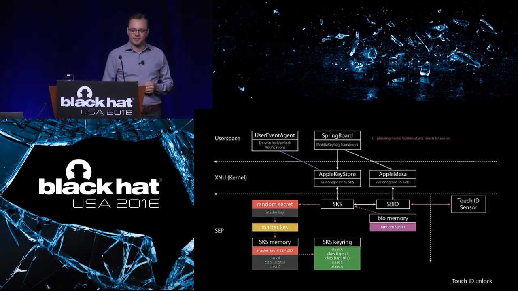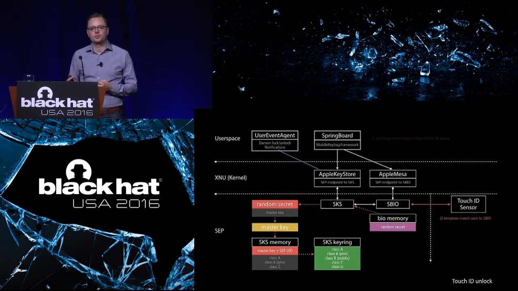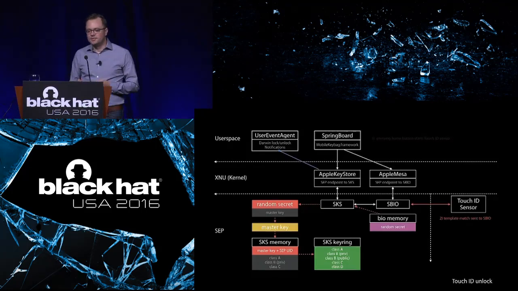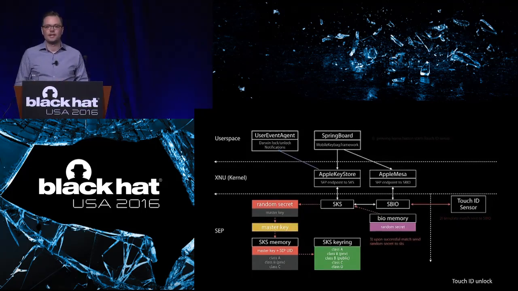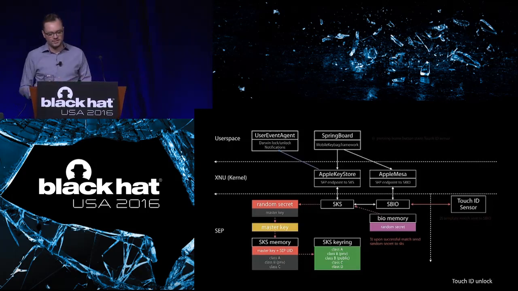Pressing the home button starts the sensor, and the sensor acquires an image and sends it to the SBio app in the SCP. This app actually performs the match and determines whether the fingerprint that was just acquired matches the fingerprint of the authorized user.